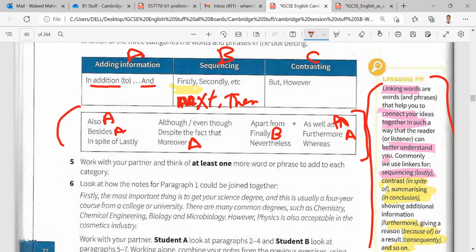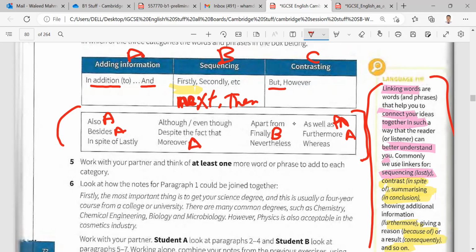Type group C. If you are connecting two ideas or two notes that have different or opposite meaning, what should you write? You can write but, however. Of course, we should use the remaining linkers. So all the remaining linkers, you need to write C.